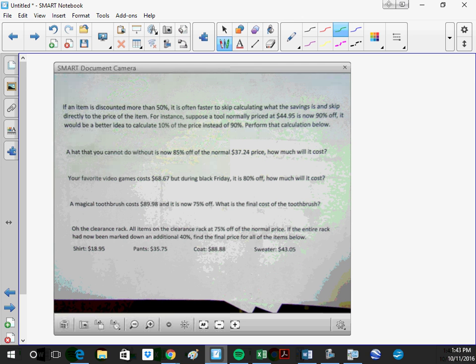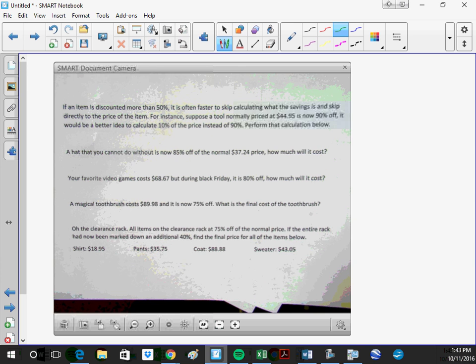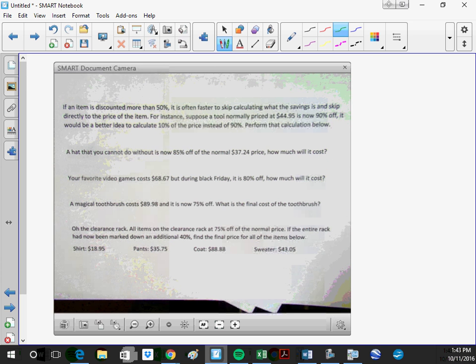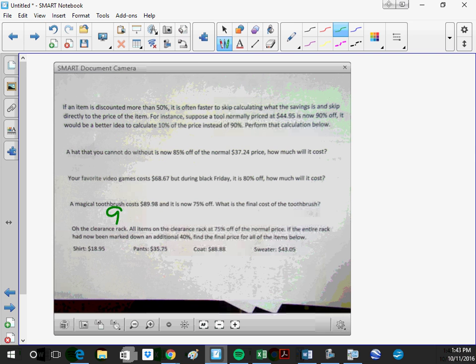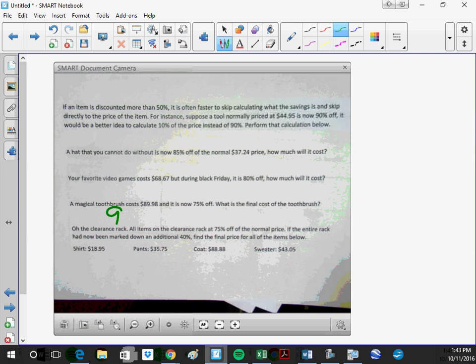Okay? A magical toothbrush for $89.98 is now 75% off. No question how we want to round this. We want to round it to 90. That's the closest number. It's a very easy number. So I change that to 90, and now I take 10% of 90, which is $9. What should I do with that $9?